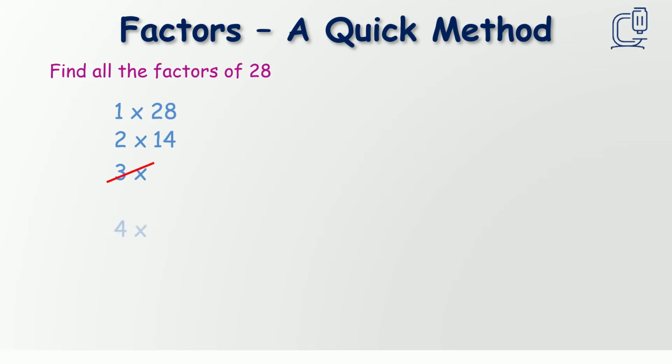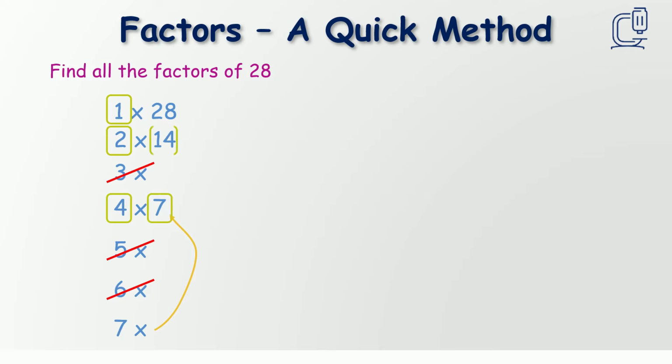So let's move on to 4 times a number, and 4 times 7 gives 28. We'll move on to 5 times, but 5 is not a factor of 28, so we can cross that one out. Let's move on to 6 times, and again 6 is not a factor of 28, so we can cross that out. And then we move on to 7 times, but we have already covered 7 in 4 times 7, so we can stop at this point. So the factors of 28 in ascending order are 1, 2, 4, 7, 14, and 28.